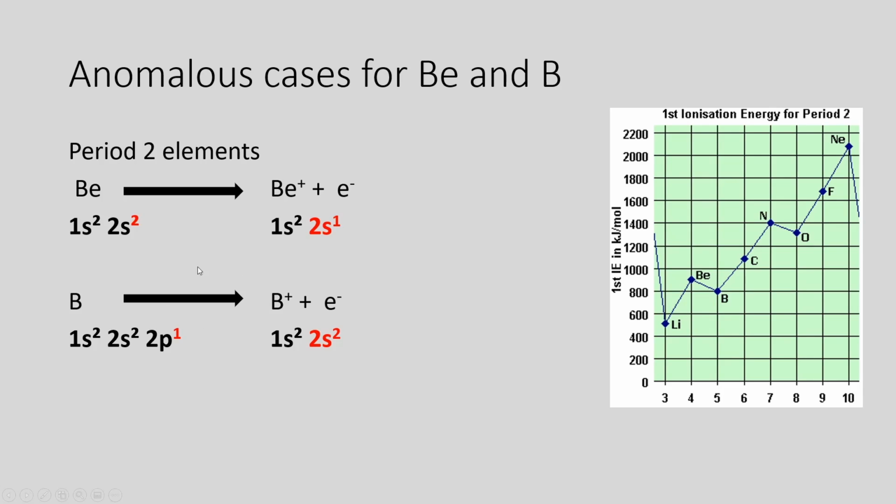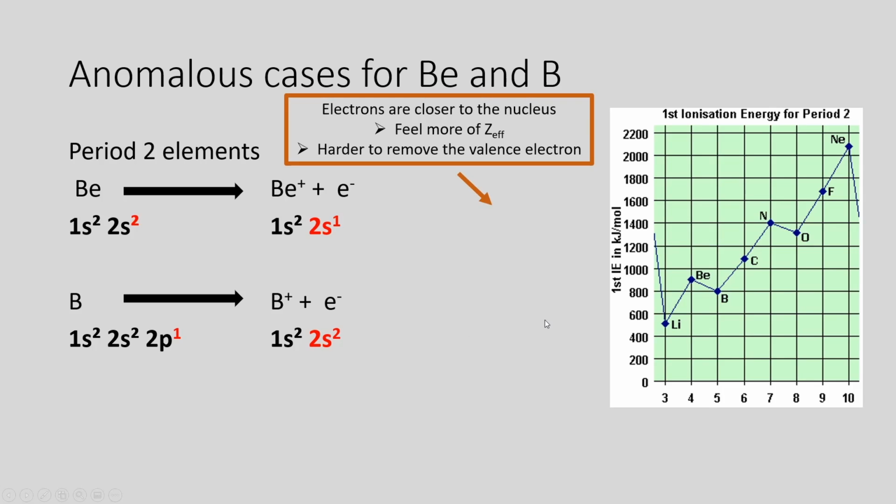So, you rasa mana lagi senang nak buang? 2s2 yang dekat dengan nukleus ni ke ataupun 2p1 yang jauh daripada nukleus ni? Yes. So 2p1. So untuk beryllium and boron, the anomalous cases is electron dekat beryllium, electron yang kita nak buang is closer to the nucleus. So it feels more of the effective nuclear charge.